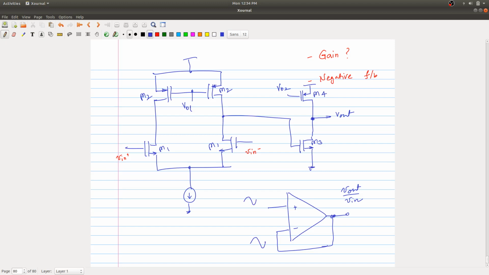it's a two-stage. Just look at this. In reality, I want this one. If I don't control it, output will be VDD by 2. This dotted line will be VDD by 2 if I don't control it.